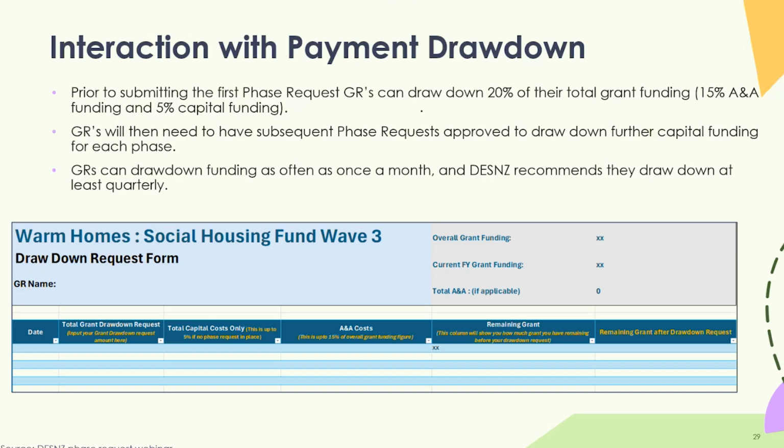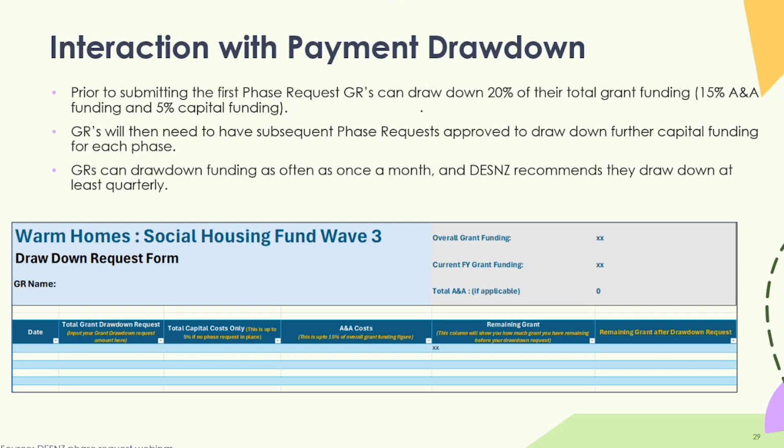As I say, that'll get processed, and payment should be made about 2 months down the line. Prior to having your first phase request, there will be costs you're incurring now whilst you're preparing a first phase, so retrofit assessments, staff time, etc. You are able to draw down, prior to submitting a first phase, up to 20% of total grant funding. So actually quite a lot.